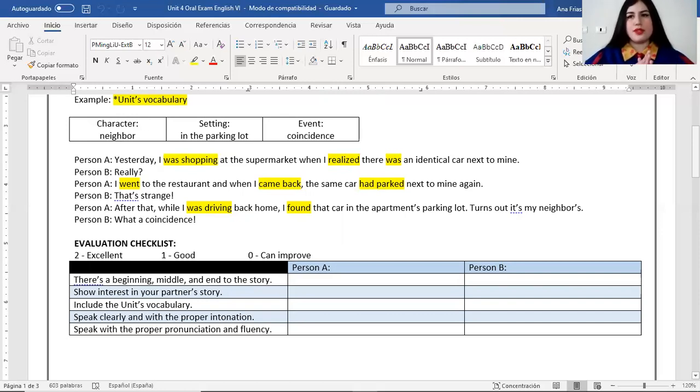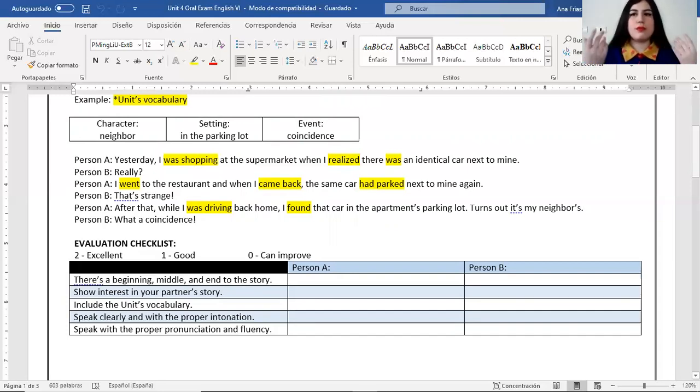And of course, you have to use the character that I gave you and the setting. So you have to have a beginning, middle, and end for your story. And you have to show interest in the other person that is telling you the story. So remember, you're going to switch roles. So first, one of you is going to be telling your story, and then the other one is going to tell your story. And each of you is going to have to show interest in the other person's story.